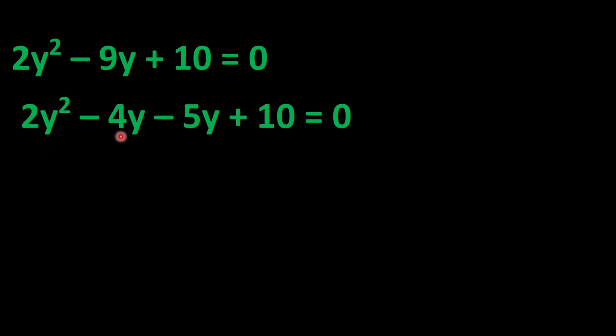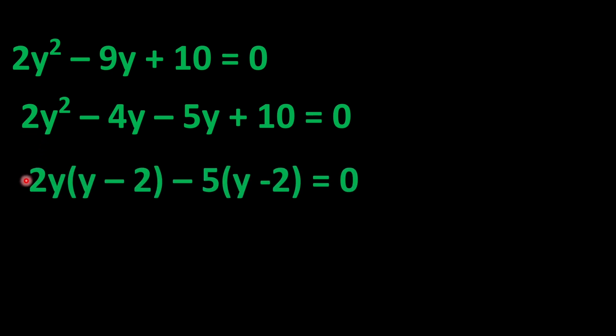Now in these two terms we will take 2y as common, and in these two terms we will take 5 as common. So let's take the common terms. After taking 2y as common, the remaining term will be y over here, and minus 2 over here. And after taking minus 5 as common, the remaining term will be y, and here, because minus when multiplied with minus will become plus 10, therefore we will write minus 2 over here, because minus minus when multiplied equals plus, which is equal to 0.